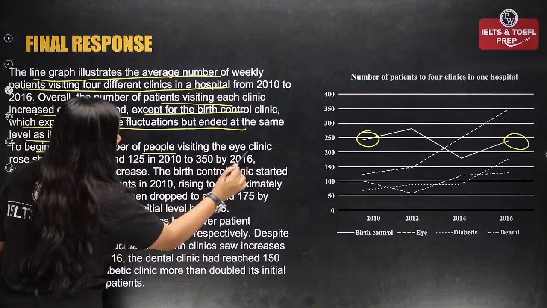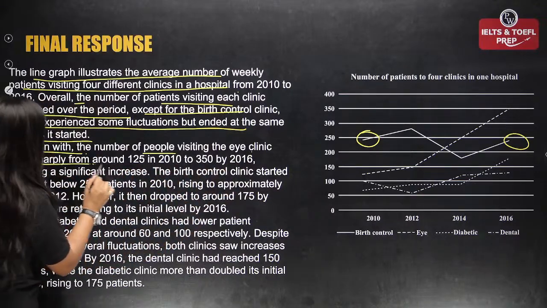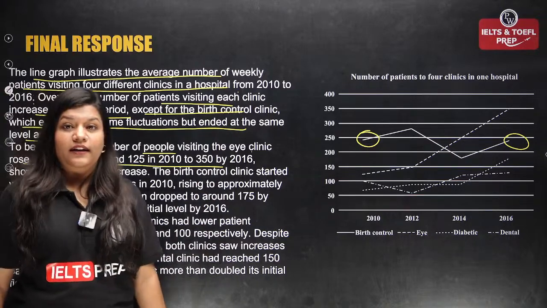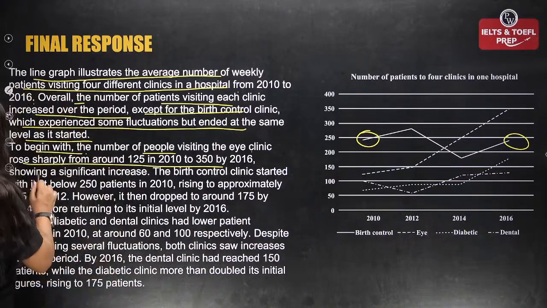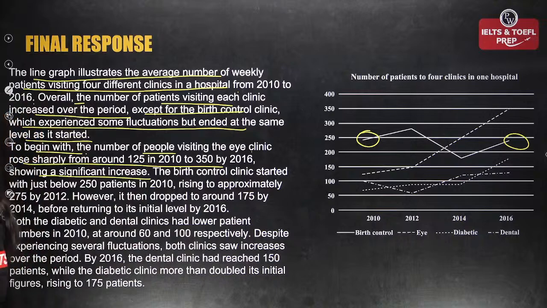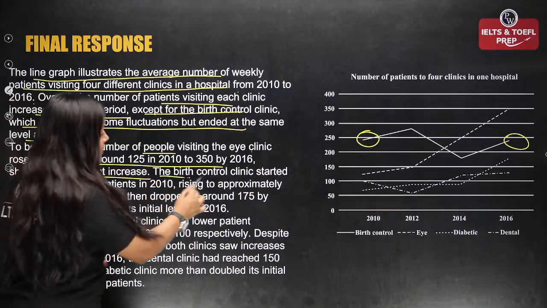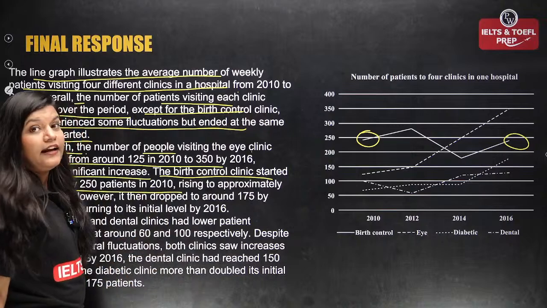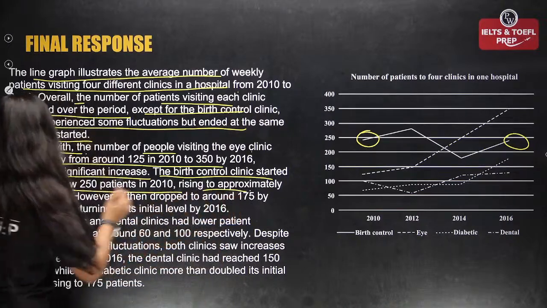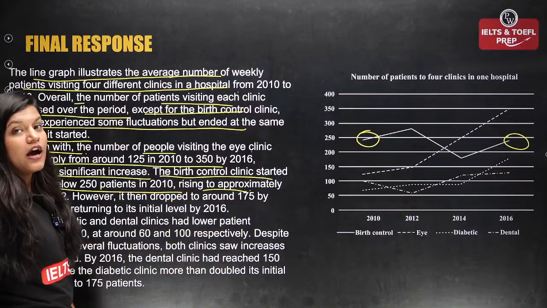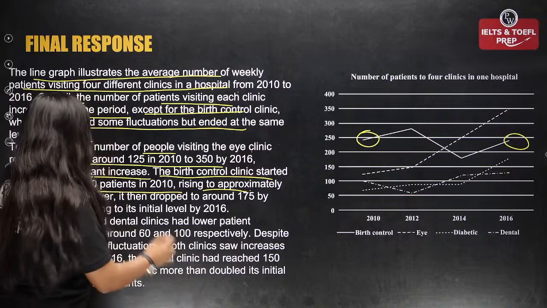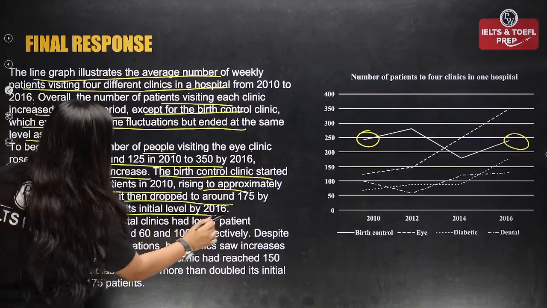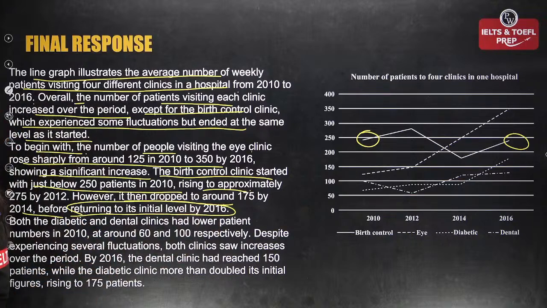The number of people visiting the eye clinic rose sharply from around 125 in 2010 to 350 by 2016. Okay. Now, showing a significant increase. Okay. The birth control clinic started with just below 250 patients in 2010, rising to approximately 275 by 2012. Now, it then dropped to around 175 by 2014 before returning to its initial level by 2016.